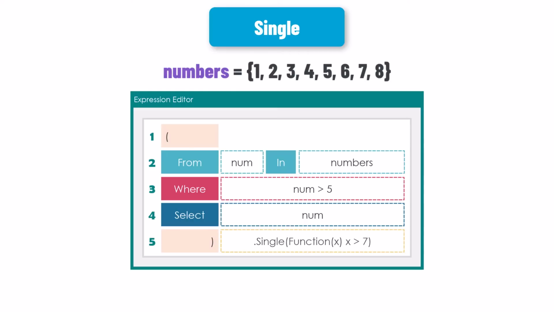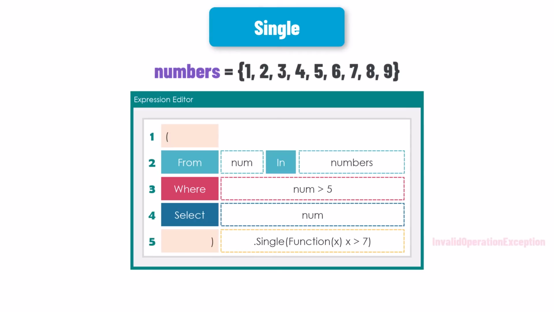I will add the following condition to return only the numbers that are greater than 7. Here is the output of the query before the Single method. This Lambda expression returns the following sequence that contains only one element. Using the Single method I will get this element as result. Suppose I have again other numbers inside the array. In this case, the query throws an exception, because we also have more than one element inside the sequence.